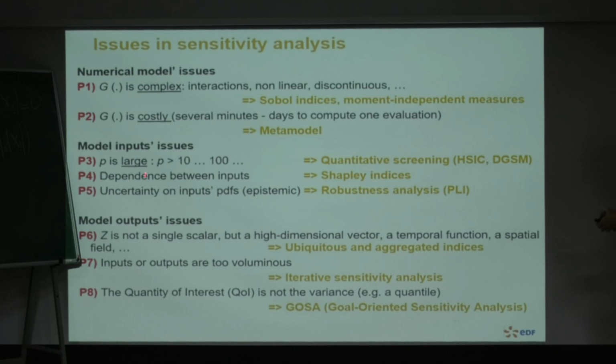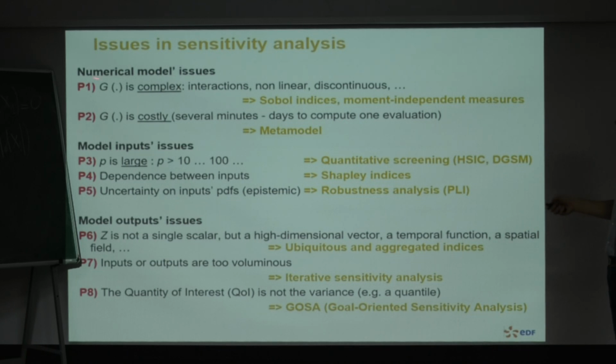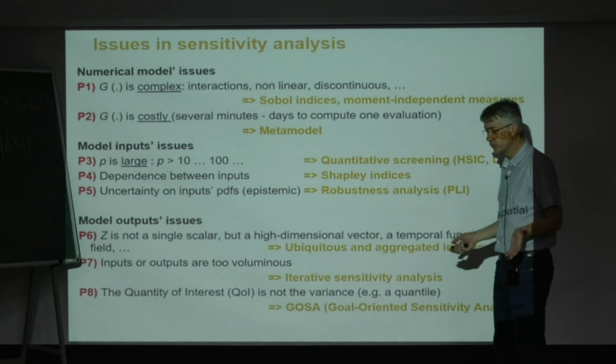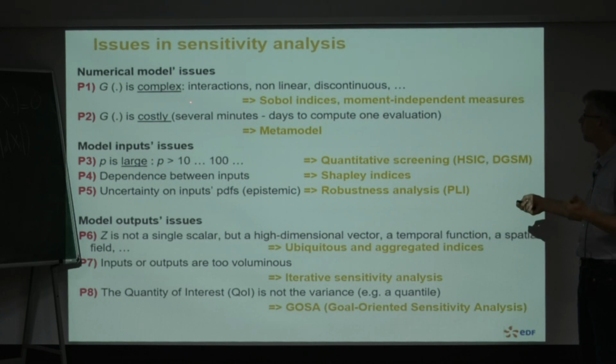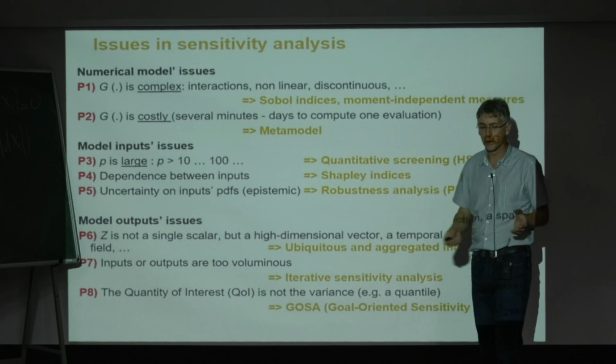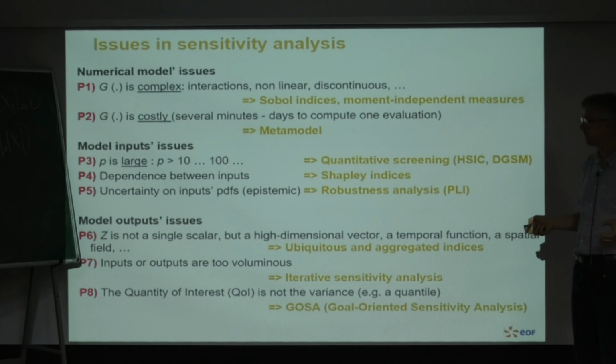I distinguish three kinds of issues. The first is the issues related to the numerical model G. The second is the issues related to the inputs, and the third to the outputs. Okay, so I succeeded to distinguish between all these things. So, in the case of a complex model, what to do when I want to make a global sensitivity analysis? Complex first. What means complex? Complex means it's not linear. So with some interactions, with some discontinuity maybe, with something complex inside my model.